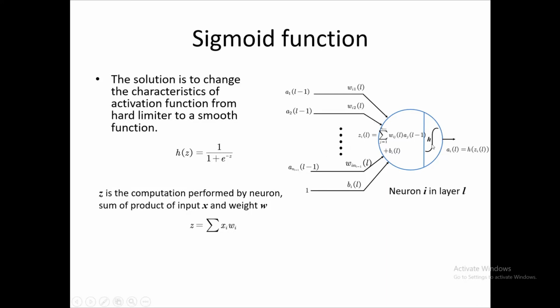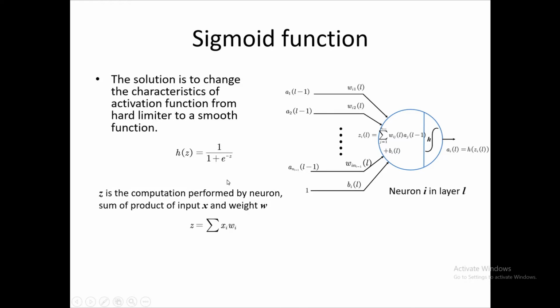This gives us the artificial neuron like this. We can see it has a weight wij, and the input, and we have got the output. This is the activation function h, and h of z is in the form of this formula; it is the sigmoid function.